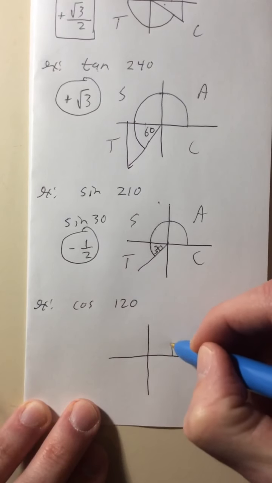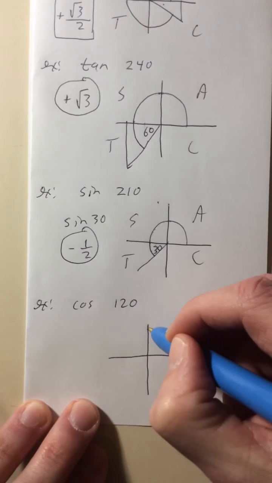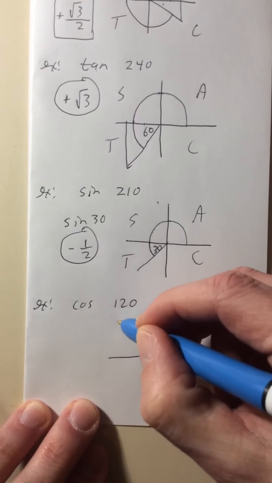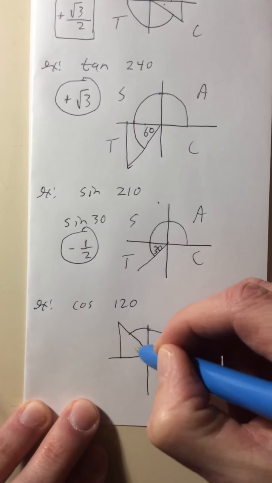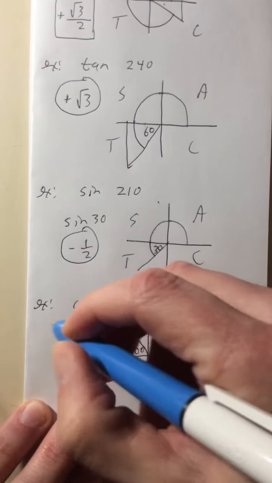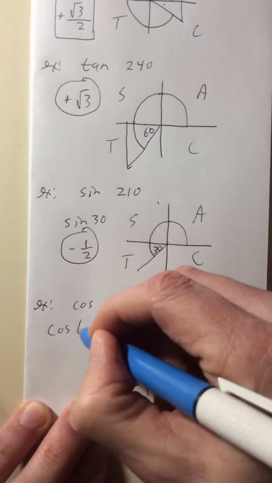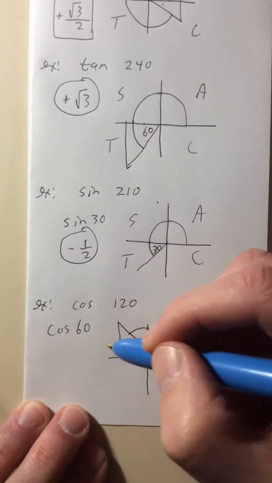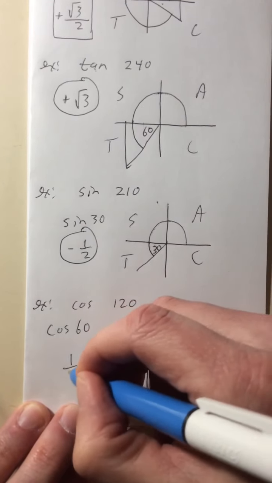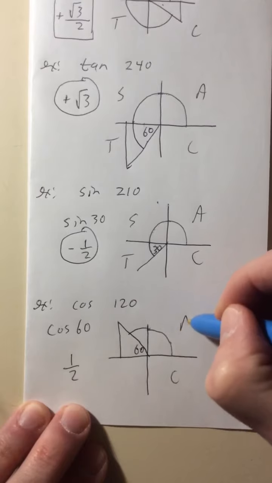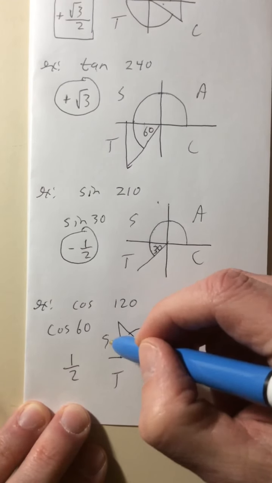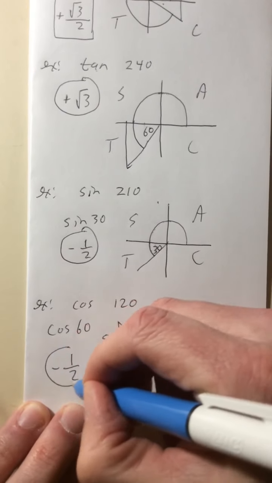So we're going to start right here. There's 90. Need to go a little bit more to make 120. So how many degrees in here? Well, it's going to be 60 degrees in here. So we're really thinking about the cosine of 60. Well, the cosine of 60, of course, from our table is 1/2. And in that quadrant, cosine is not positive because only sine is, so it's negative. And there you have it.